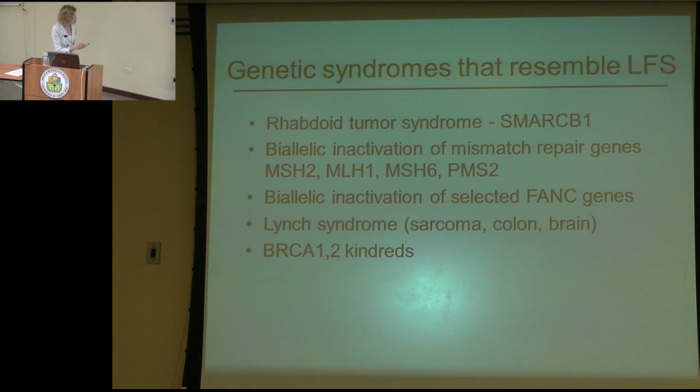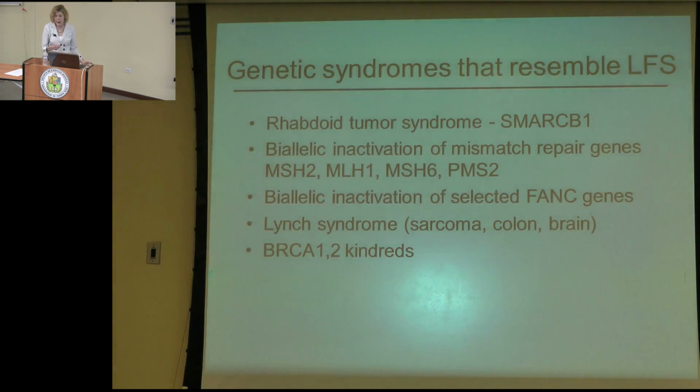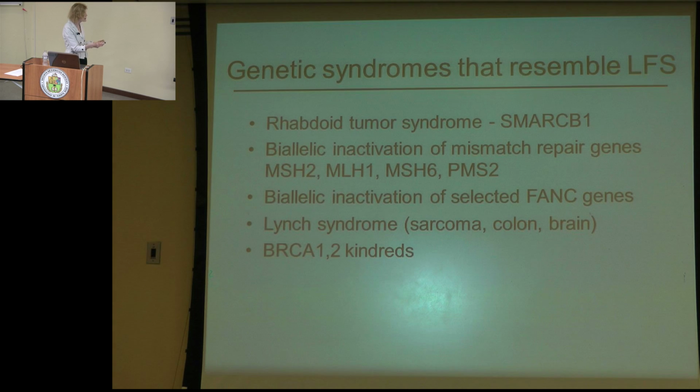So I want to make one quick mention. There are a few other genetic syndromes that can look like Li-Fraumeni syndrome. These are all, for the most part, even more rare. There's something called rhabdoid tumor syndromes, where you have rhabdoid tumors in children. You can take your mismatch repair genes, and we think about that as a dominantly inherited syndrome like Lynch syndrome that increases risk primarily of colon cancer.